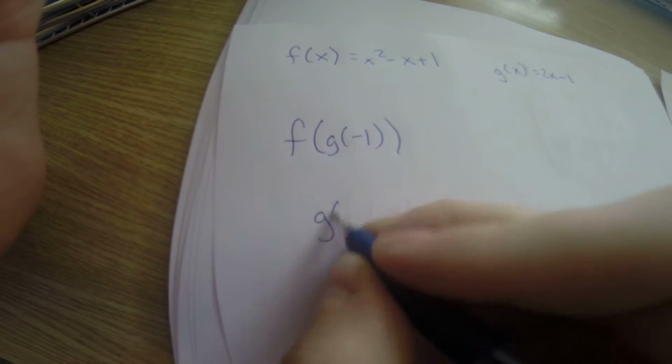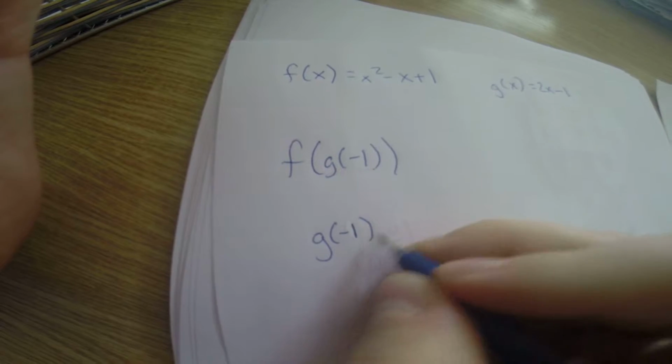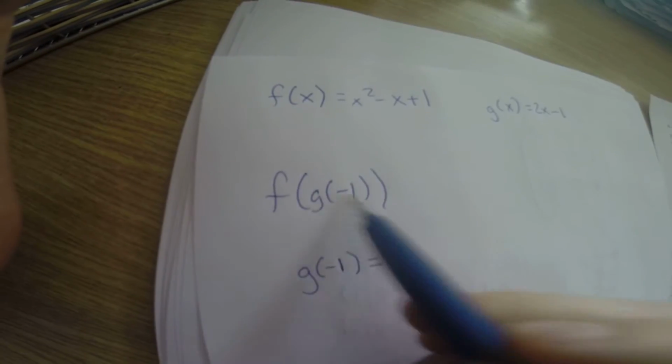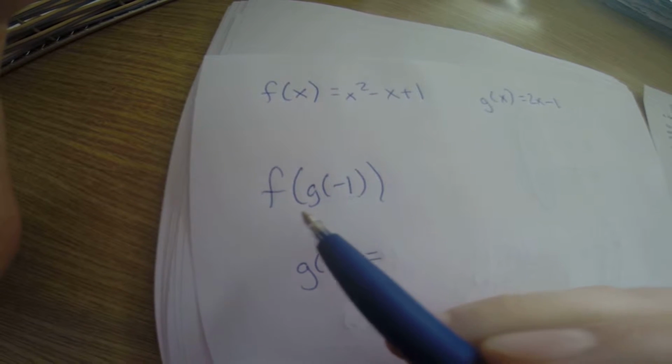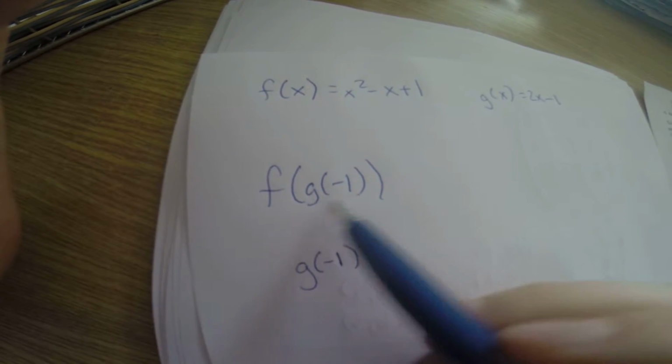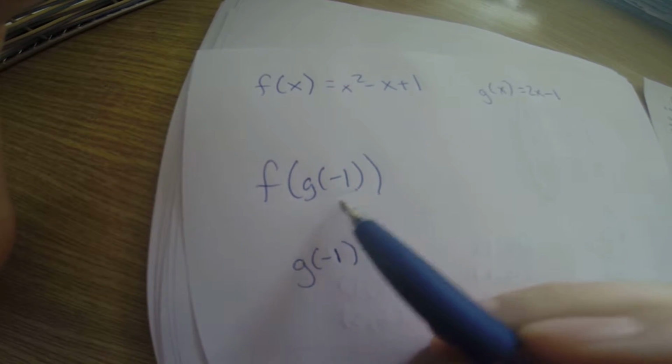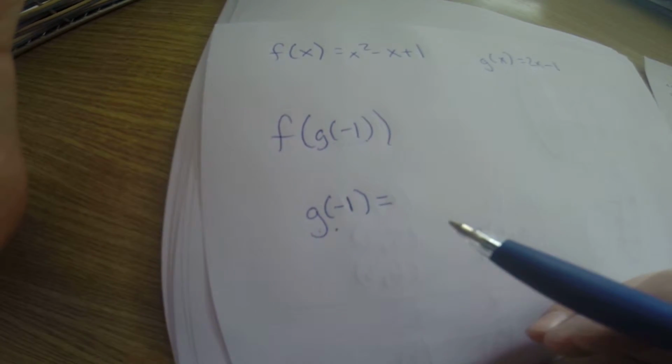By the way, why do we do this? You should always be asking this question: why do I do this? The reason is that when we do mathematics, we follow mathematical grammar. We follow PEMDAS, and PEMDAS says you tackle what's inside first. So we're going to tackle this g of negative 1.